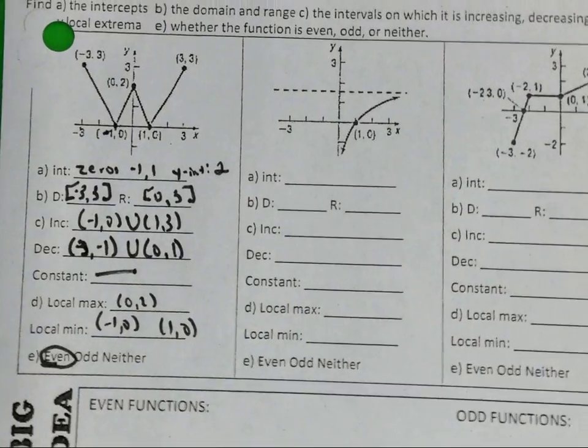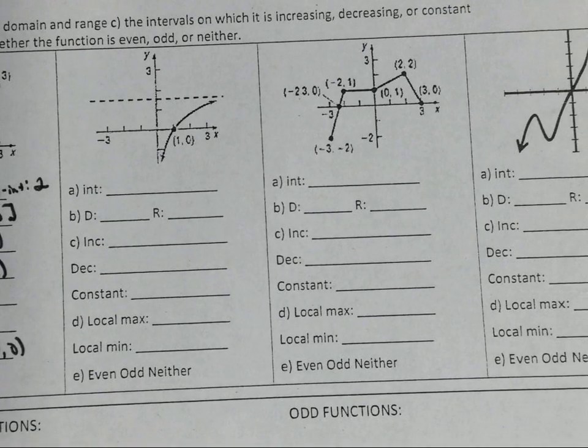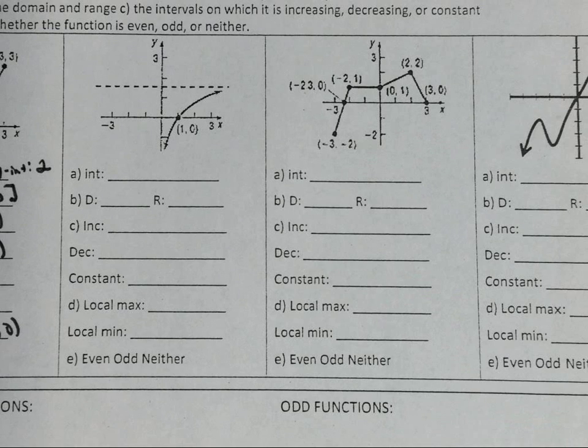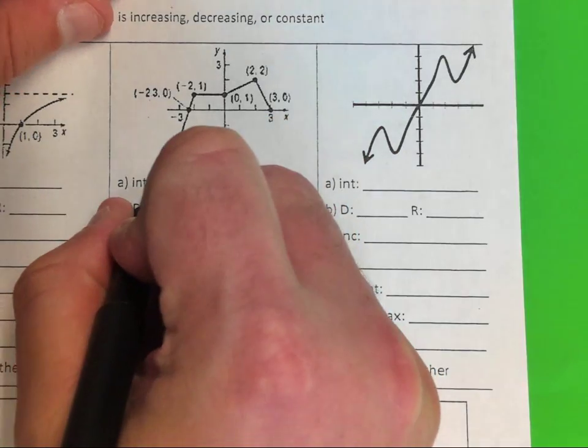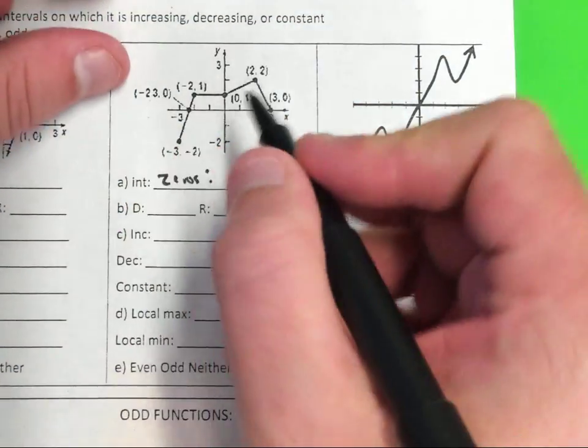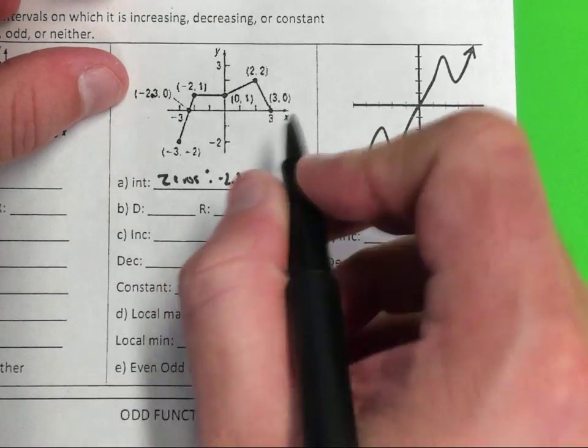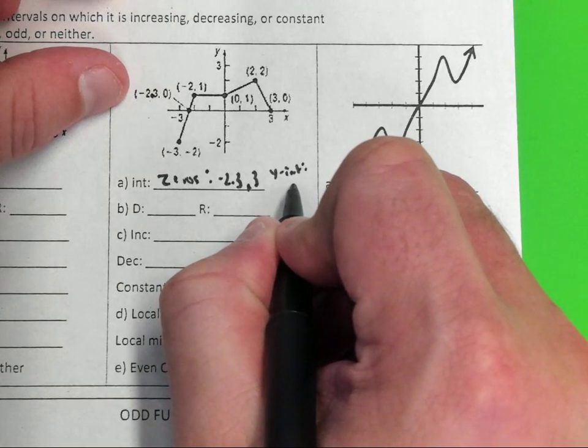We're going to skip 2. I want to go to 3. All right, on number 2 right here. What are my zeros? Oh, wrong one. Number 2. My zeros are, okay, that's -2.3. Do you see how they helped you out right there? -2, 3, 3. My y-intercept is 1.